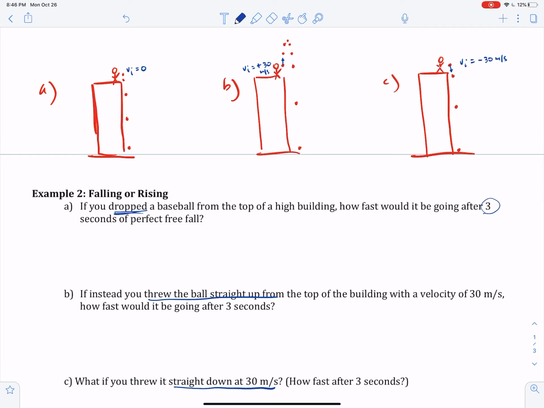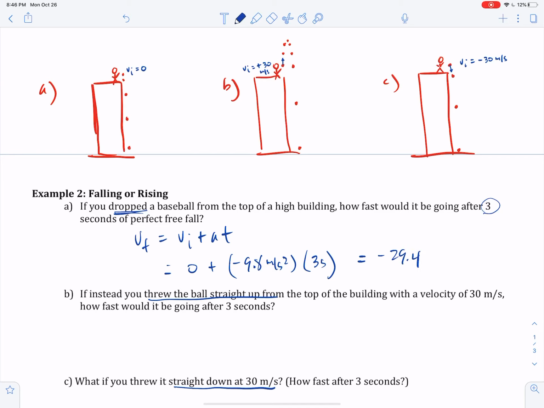So let's try the first question. If you dropped it, how fast would it be going after 3 seconds? So we're going to use equation 2. The final velocity is the initial velocity plus the acceleration times time. If you drop it, the initial velocity is 0. So I can go ahead and plug that in here. It's going to be accelerating at negative 9.8 meters per second squared because it's in free fall, and it's going to do that for 3 seconds. So it's just going to be negative 29.4 meters per second. That would be its velocity here, v final, just before hitting the ground 3 seconds later.